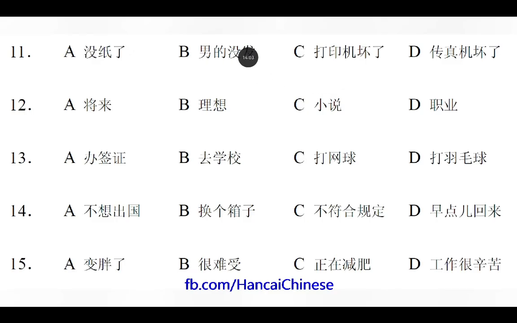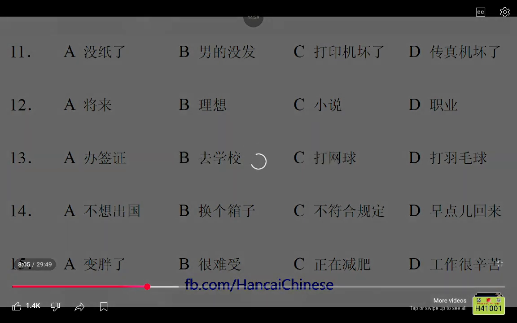And 男的没发. In the audio we listen to 男的, which means the boy or the man. He said that he sent a message, and the girl said she didn't receive it. Here this is the wrong answer. Negative word. In the audio we listen to 男的发, but here in this option we see 男的没发. So this is the trap for you. Negative word. Okay, let's listen to it again.